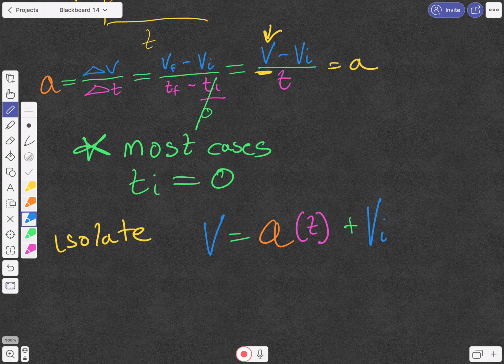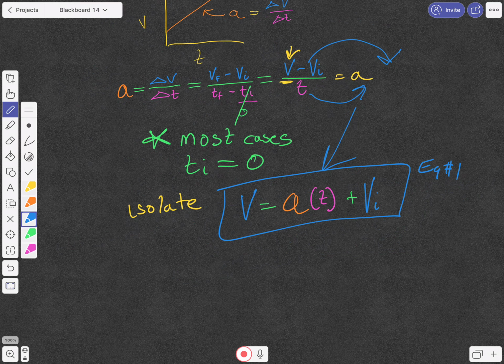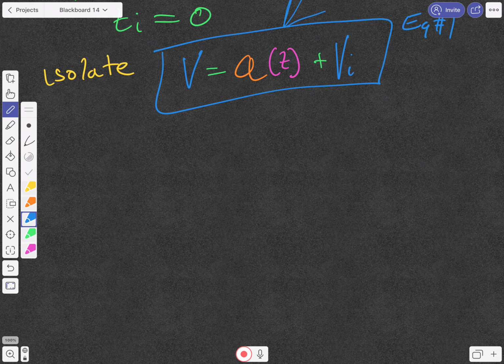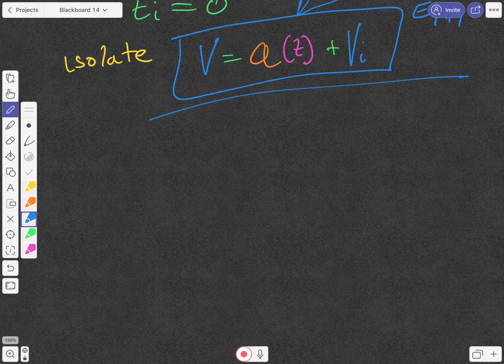And this is some pretty old algebra. We just moved the t over here by multiplying both sides, and then we added velocity initial to both sides. So those were able to move over, and that's how we get this formula. We're going to call this equation 1. Remember to keep this in your notes. This is something important, especially if you're in my class for physics. We'll be using this a lot throughout the year.